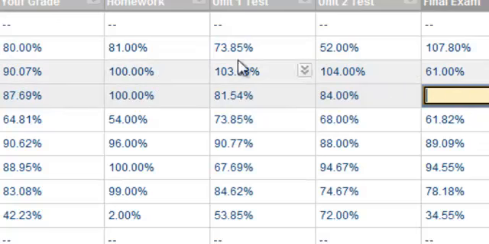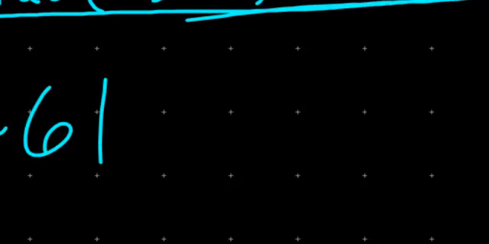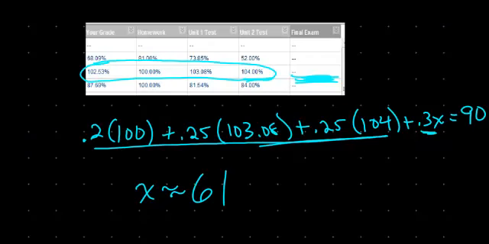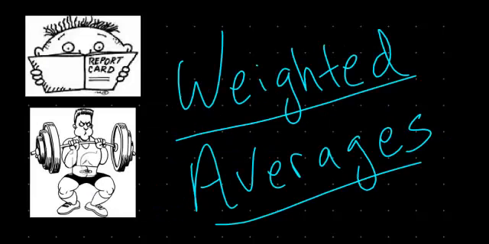So I hope that helps you out on calculating these weighted grades, these weighted averages. I know it's tough, but students always have trouble with it, but I think once they see this, if you show them this video, they will be able to work out what their final exam score needs to be to get the grade that they want. Okay? Let me know if you have any questions.